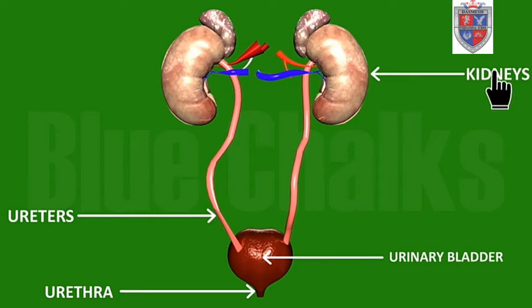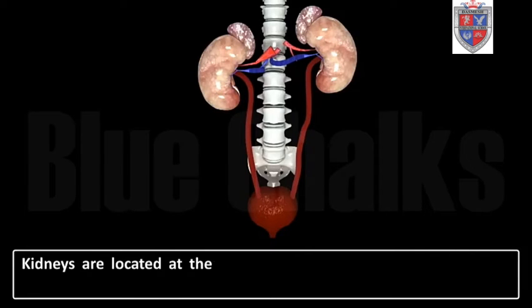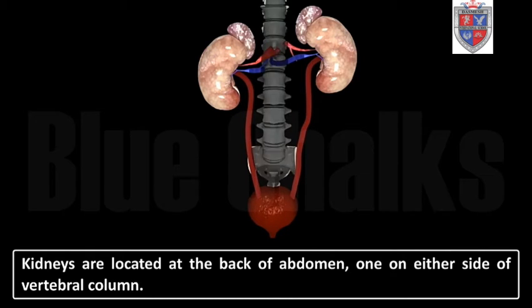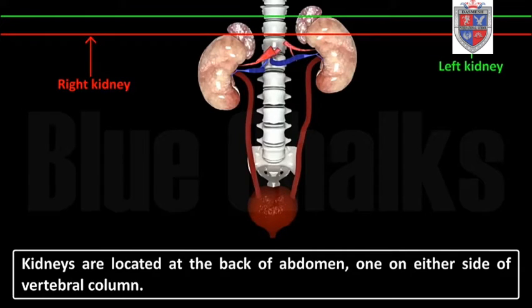The main organs of excretion in the human body are the kidneys. There are two bean-shaped, dark brown kidneys. Kidneys are located at the back of the abdomen, one on either side of the vertebral column. Both the kidneys lie at different positions. That is, the right kidney is placed slightly lower than the left kidney due to the presence of the liver on the right side.